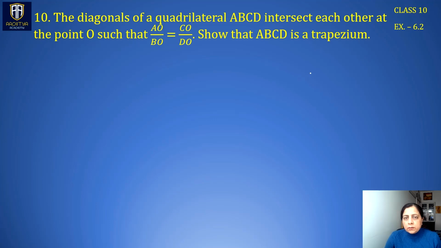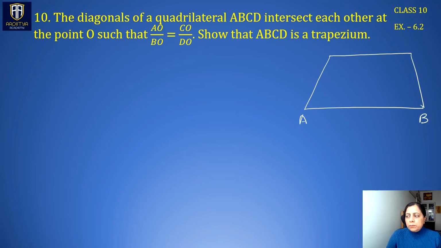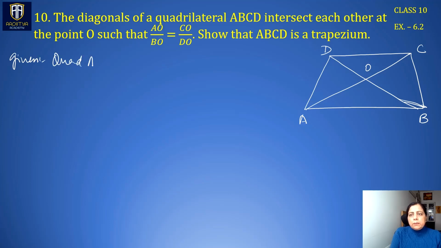The next question is: the diagonals of a quadrilateral ABCD intersect each other at a point O, such that OA upon OB is equal to OC upon OD. Given is quadrilateral ABCD in which AO upon BO is equal to CO upon DO. This is the given thing.